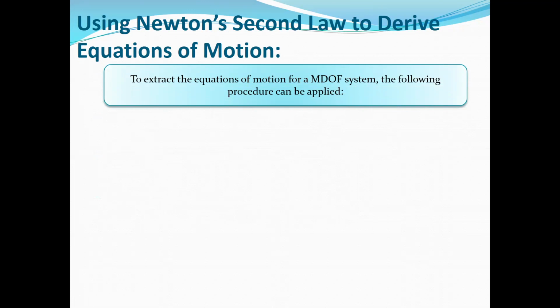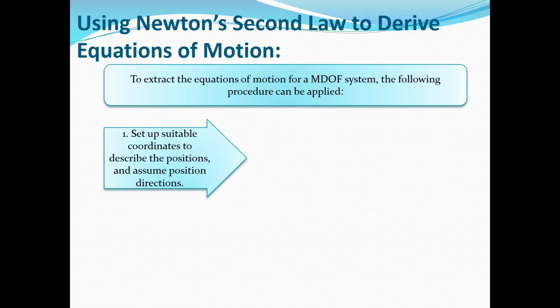To extract the equation of motion for an MDOF system, we will do the same as for the 2 degree of freedom systems. If we want to introduce this method in different steps, the first step is to set up suitable coordinates. As I told you, in 2 degree of freedom systems, first we need to obtain the coordinates, because you know that in a system with multiple degrees of freedom we can use different sets of degrees of freedom or coordinates. So the first step is to consider suitable coordinates to describe the motion of your system.